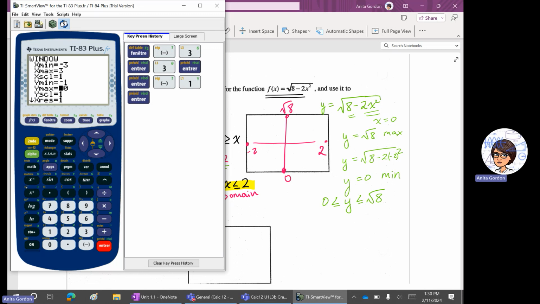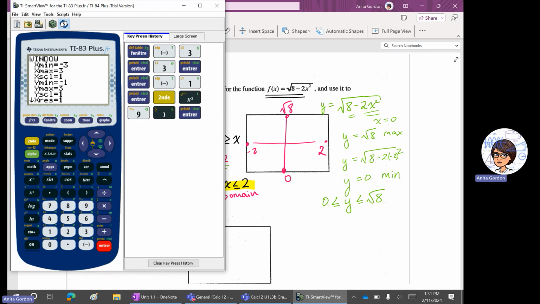You can see the square root button is a yellow script, so I need to hit the second button, the yellow at the top left. Second, square root. Okay, instead of √8, I'm going to choose √9. Close bracket, enter. And now I have my minimum and maximum values.